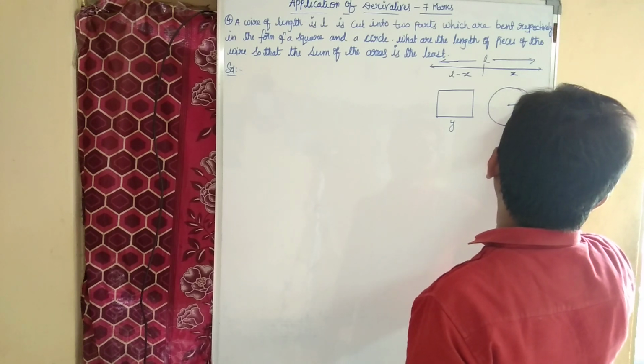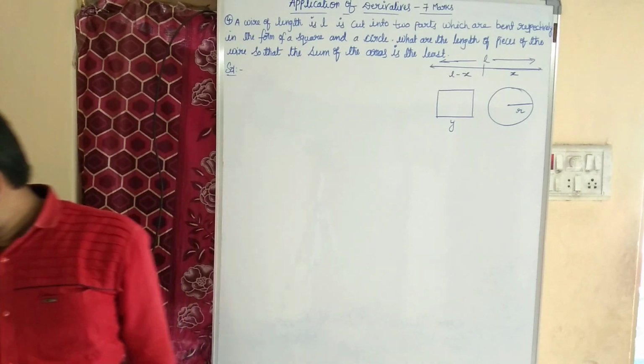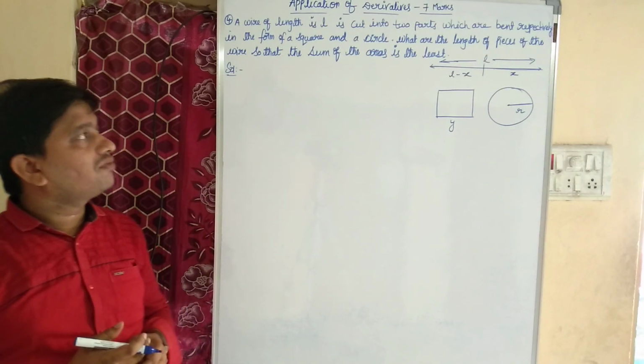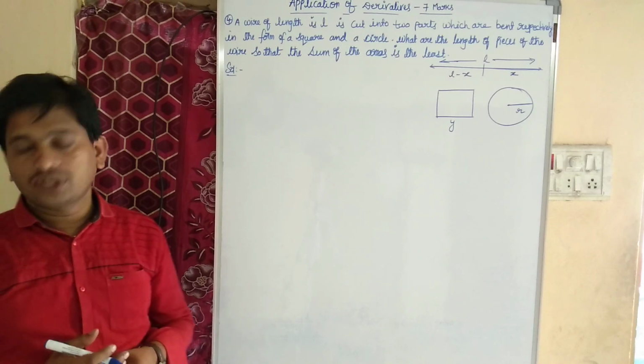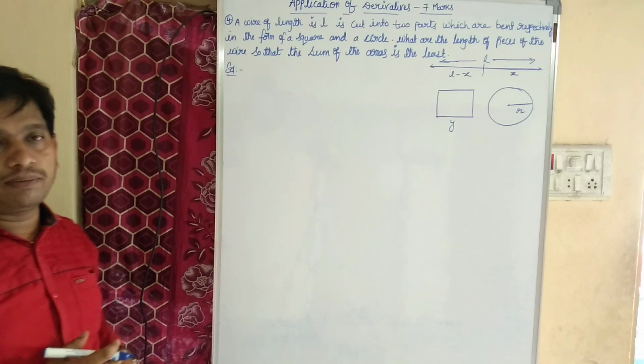Let the radius be r. Now they are asking to find the lengths of the pieces of wire so that the sum of the areas is the least. Okay. Now first of all, let us find the perimeter of the square.